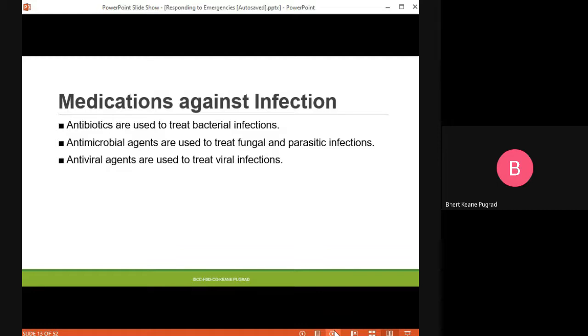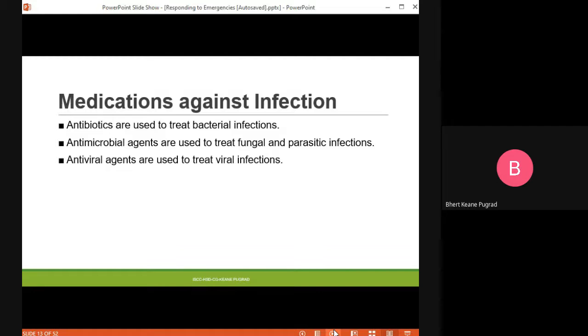Okay? And in order to prevent antibiotics resistance, take note, bawal mag-self-medicate. Hindi porket linagnat ka lang, inubo ka lang, mag-take ka na agad ng antibiotics. No. Okay? You should avoid doing self-medication kasi hindi naman natin alam kung ano talaga yung cause ng infection na yun unless you will be subjected for further medical evaluation.